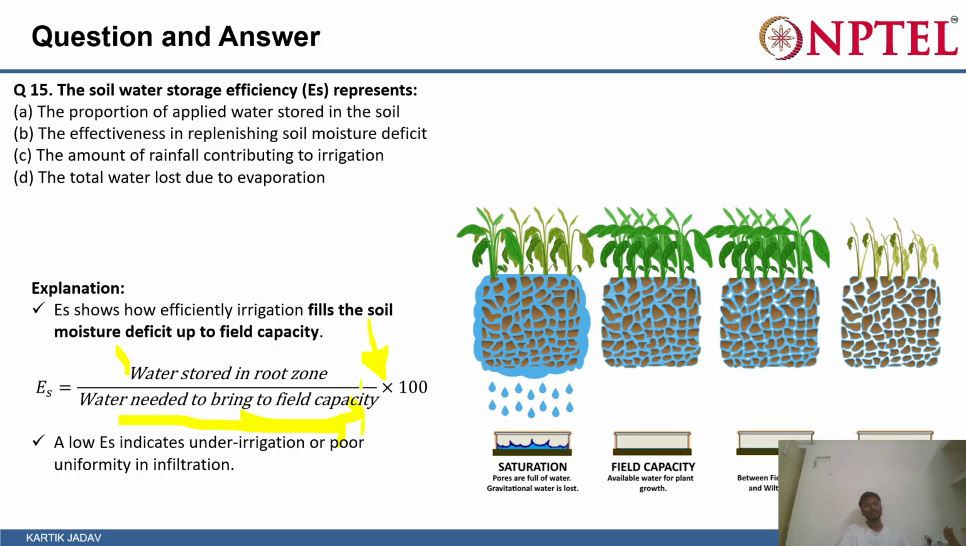So the correct answer is the option: portion of applied water stored in root zone, effectiveness of replenishing soil moisture deficit, amount of rainfall contributed to irrigation, or total water lost due to absorption. Best match.